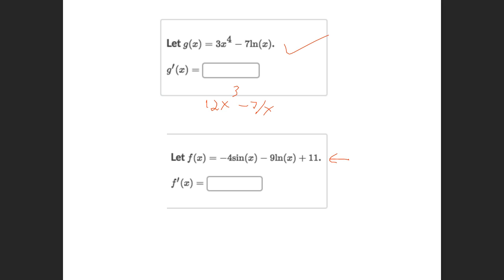All right, so let's see here. You said the answer was negative 4 cosine of x minus 9 over x plus 0. Boom, done. That's it. I think that was the last question for today. That was it.